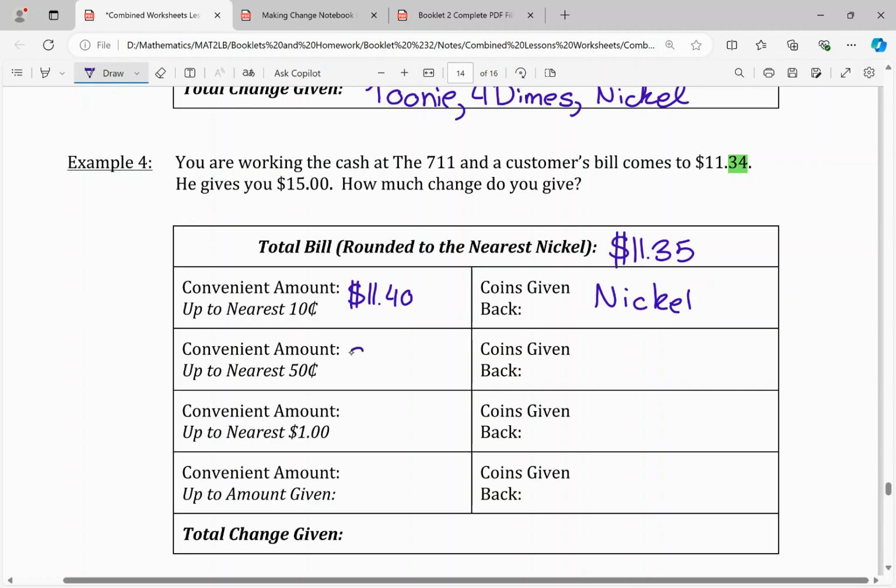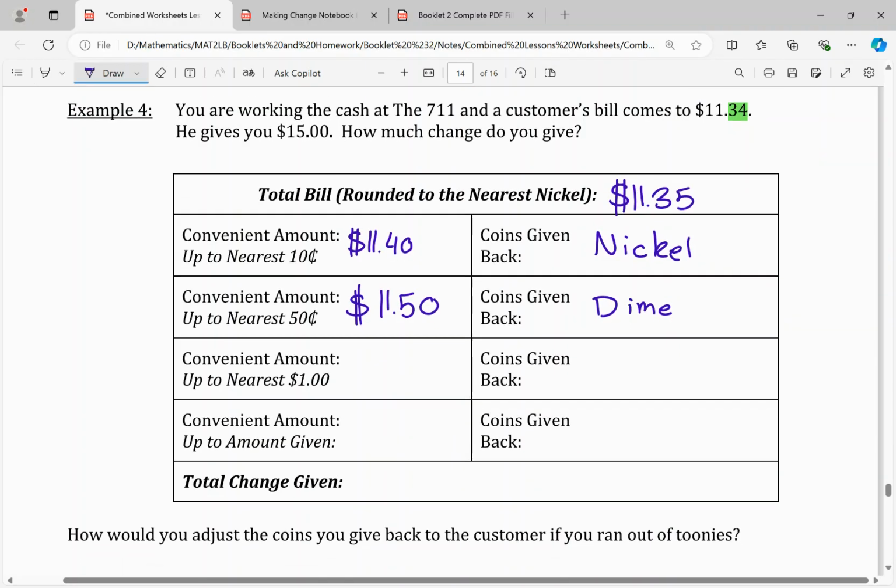Going up to the nearest 50 cents would be $11.50. I only need 10 cents, I only need a dime to get from $11.40 to $11.50. Going from $11.50 up to the nearest $1 brings us to $12. In order to get from $11.50 to $12, that's 50 cents, I can do so with 2 quarters. I could also use 5 dimes, but 2 quarters is probably easier.